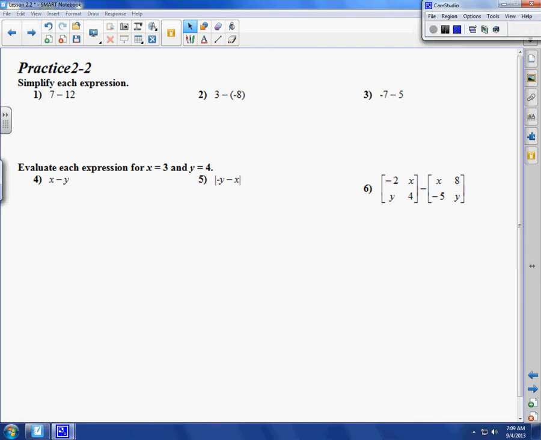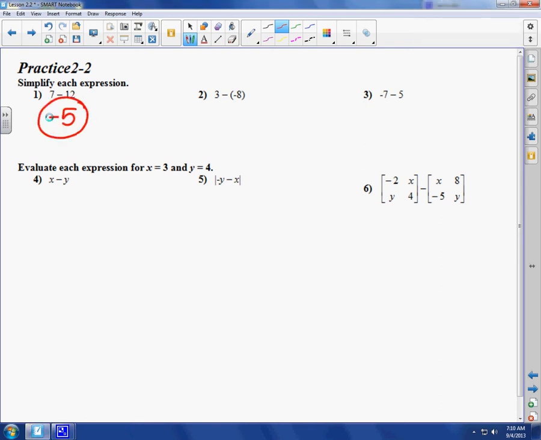Okay, so now try these 6 problems. Push pause on the video and try these, and then we will go over them, and then this will be done for your video notes. Okay, 7 minus 12, pretty simple, is negative 5. That you should be able to do in your head. 3 minus negative 8 would be 3 plus 8, which is 11. And negative 7 minus 5, if you need to use the number line, you can. Negative 7 minus 5 is negative 12.